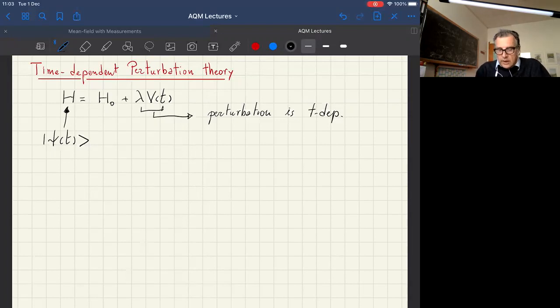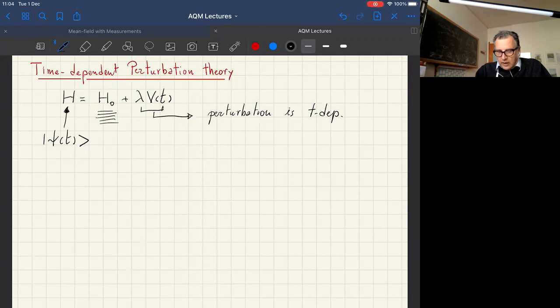What we know is the dynamics, so all the properties of H0. What we want to compute is an approximate solution. We would like to find an approximate expression of psi of t.